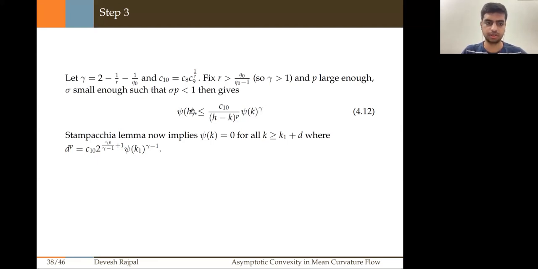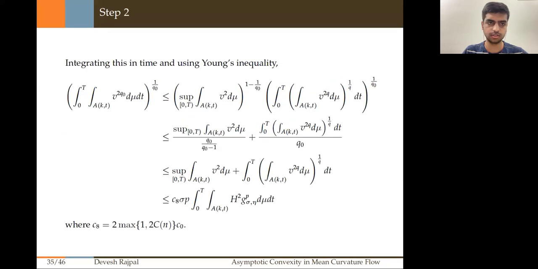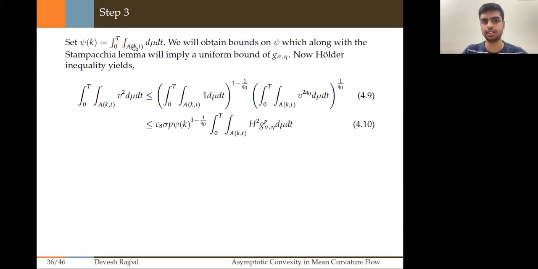So we are in the domain of Sampakya lemma now. And this inequality implies that this decreasing function is 0 after a certain point. So this psi k is 0 after k 1 plus d. D can be figured out, but that's not the important part. This function is 0. So the area function is 0, which implies that my G is less than or equal to K for all time t, where the solution is considered.